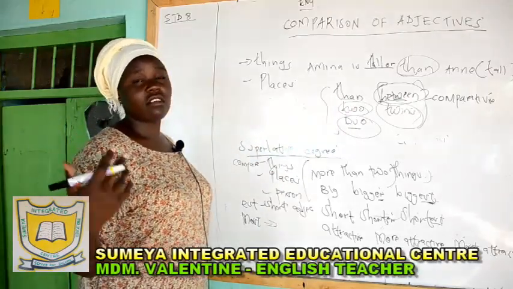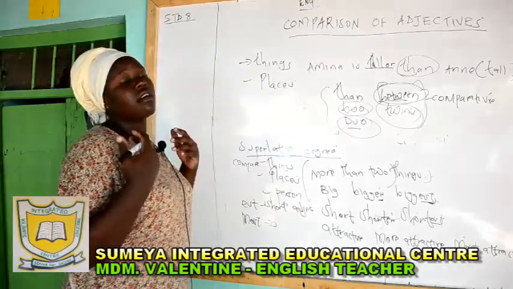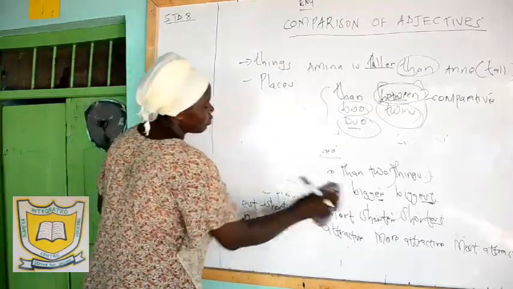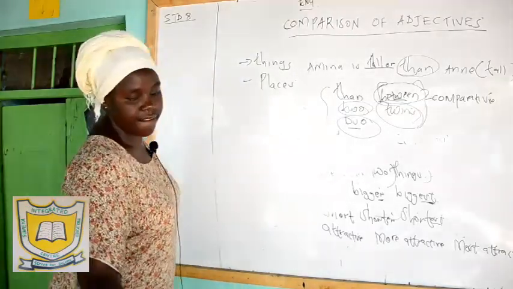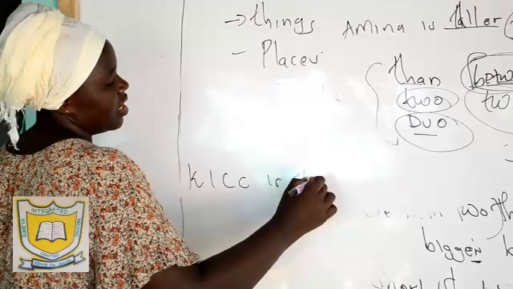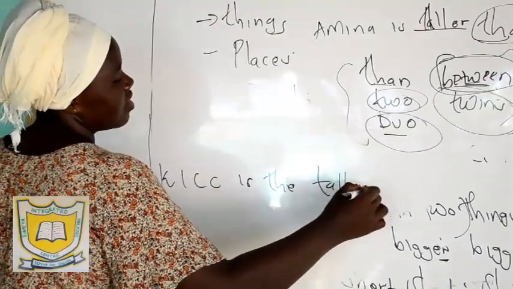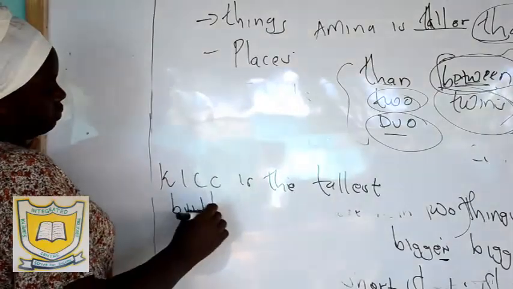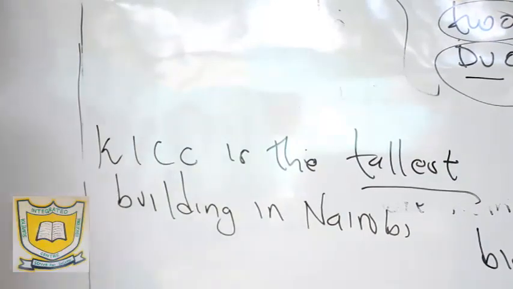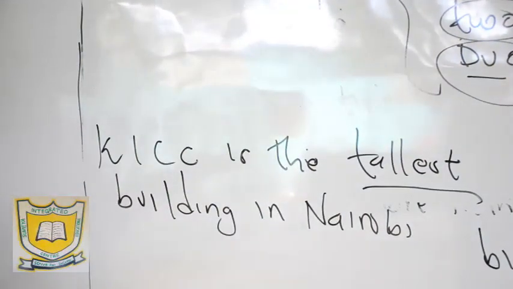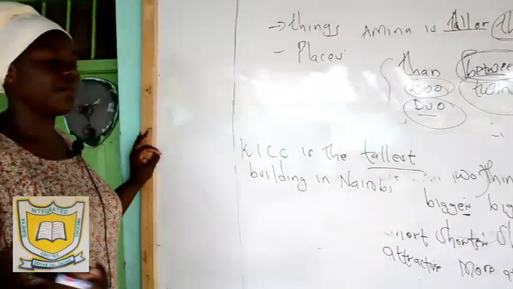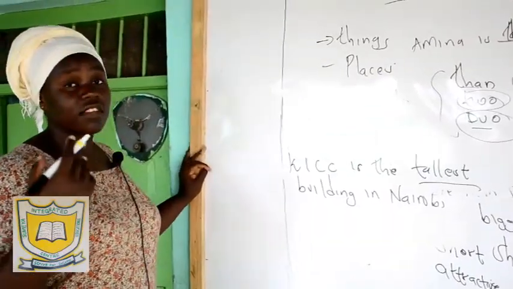Now you can say if an adjective takes more in the comparative, it takes most in the superlative. And this also applies to those adjectives that end with ful, ous or us. So for example, in a sentence, I can say KICC is the tallest building in Nairobi. Now I'm having tallest. How many buildings do you have in Nairobi? So many buildings. Now if we are talking about more than 2, because we don't have just 2 constructions in Nairobi, then we are going to say tallest.